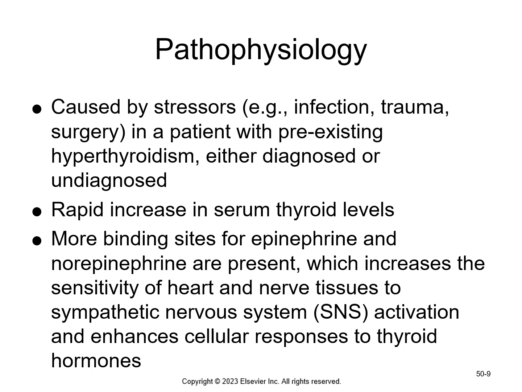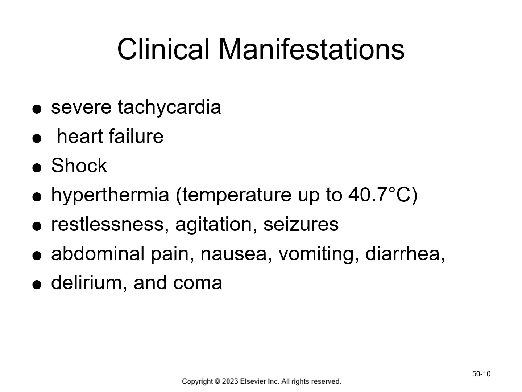This rapid increase in serum thyroid hormone level will activate more binding sites for epinephrine and norepinephrine in the body. As a result, the heart and the nervous tissues become activated. That means the body goes into sympathetic nervous system stimulation. Those are the signs and symptoms we see as a result of severe hyperthyroidism. The patient will have severe tachycardia. As we know, the autonomic nervous system is divided into sympathetic and parasympathetic nervous system. Sympathetic activation means the fight or flight response. So that's what happens in the body.